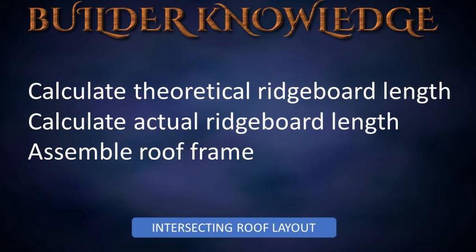Assemble the roof frame. Install common rafters at the two ends of the ridgeboard. Install hip rafters at the corners. Install the hip jack rafters and remaining common rafters.